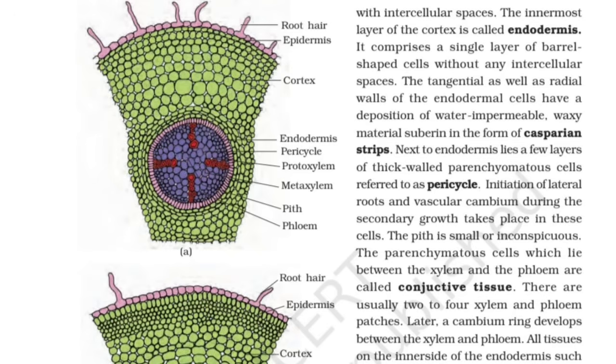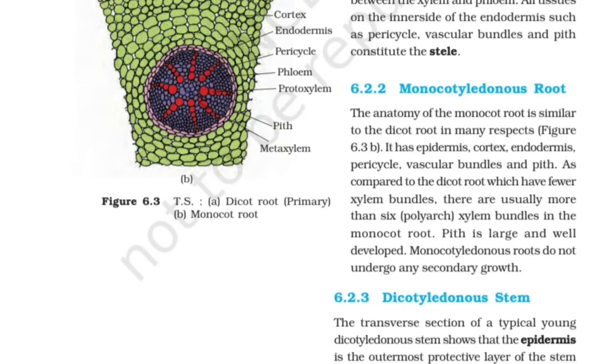There are usually 2 to 4 xylem and phloem patches. Later, a cambium ring develops between the xylem and phloem. All tissues on the inner side of the endodermis, such as pericycle, vascular bundles, and pith, constitute the stele.